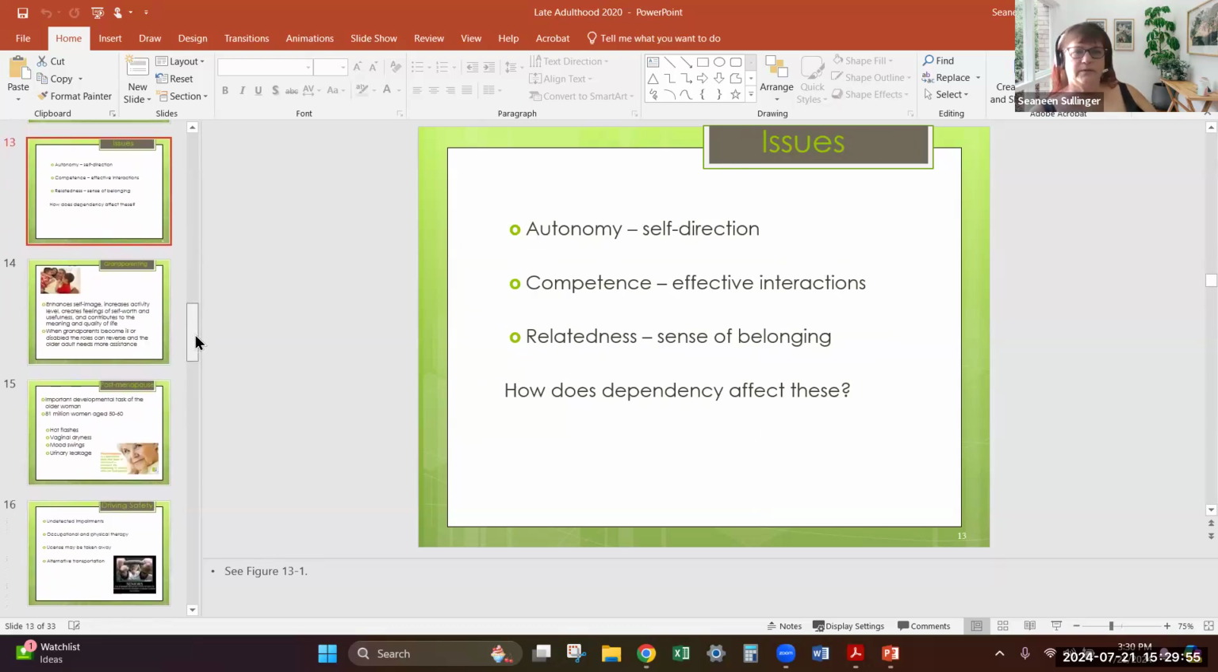Looking at autonomy, we discussed that, competence with cognitive changes, and belonging, right? And so I want to belong. That's I think an inherent thing that we all have at whatever age or stage we're at, is we want to belong. And with ageism or not valuing our elderly, that can be a problem.